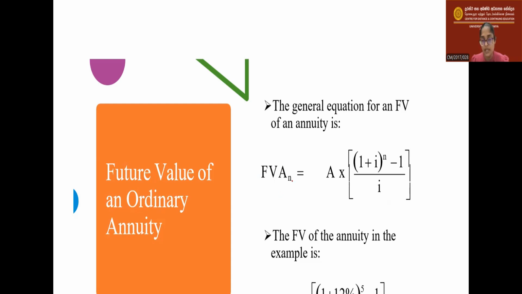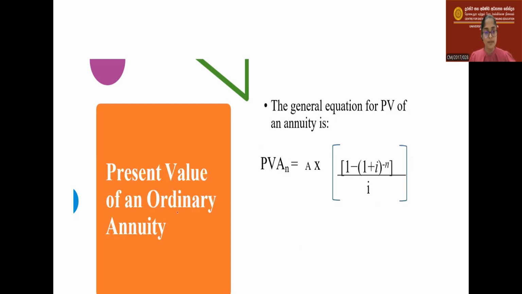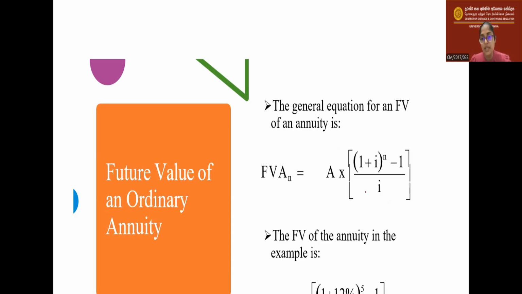Here also FVAN, the symbol and the letters are there. Here it means after 5 years of an ordinary annuity, what would be the future value, right? That is the thing. Okay. Right. Then, what about the present value of an ordinary annuity? I told you the same formulae, but with a very slight difference, right? When it comes to the future value of an ordinary annuity, what is the formula? A multiplied by 1 plus I power of n minus 1 over I.